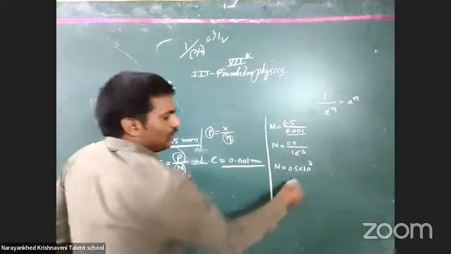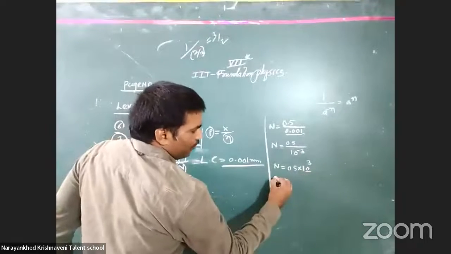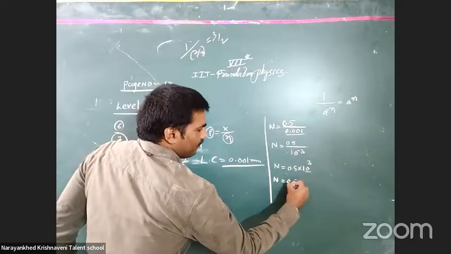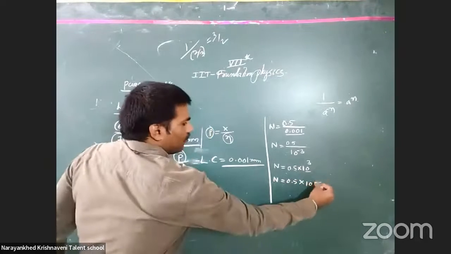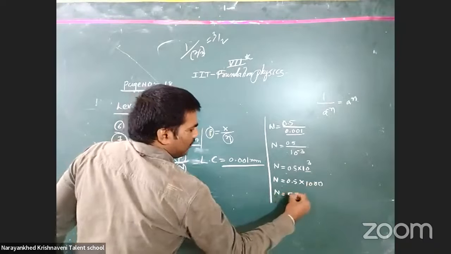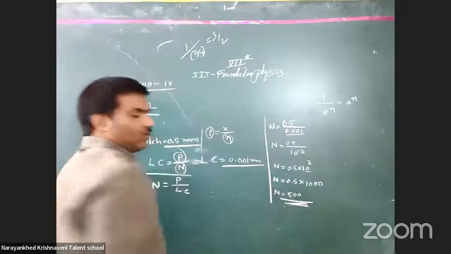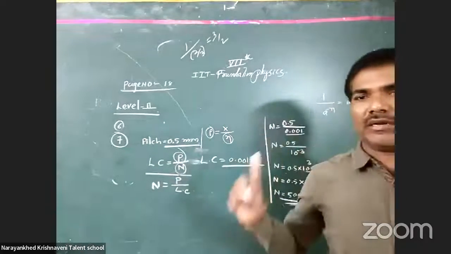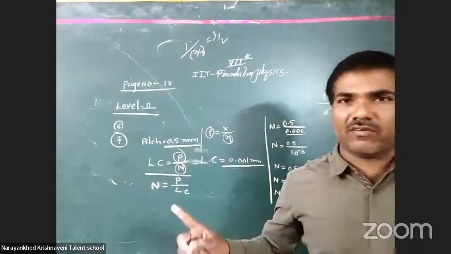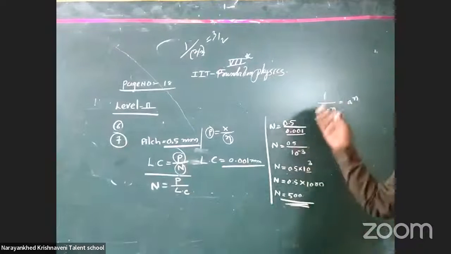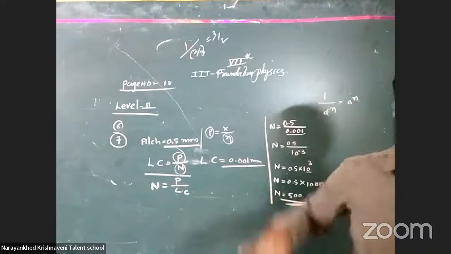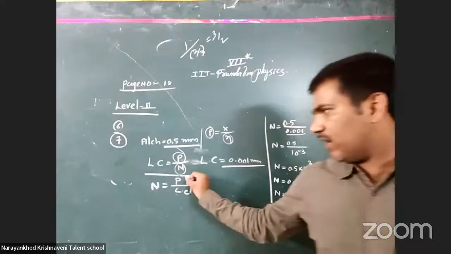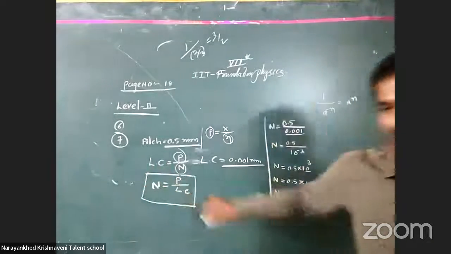Now it will become 10 to the power of 3. Now, n is equal to 0.5 into 1000. Then automatically n is equal to what? 500. We have to divide our head scale into how many divisions? 500 divisions. Okay, this much process you don't do at the time of examination. At the time of practice, you have to do it. Automatically, this formula will be memorized in your mind.